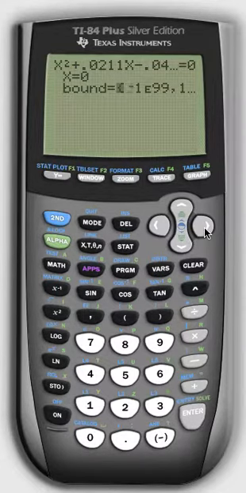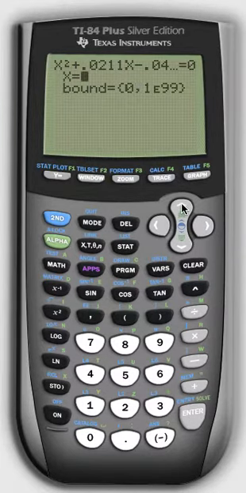Now in this particular case, I'm solving for an x that won't make any sense if it's negative. So I'm going to click 0 here and make that my lower boundary. And the upper boundary is the limit of the calculator, 1 times 10 to the 99. So it's going to look for an answer that's positive here, and it won't return me an answer that's negative.